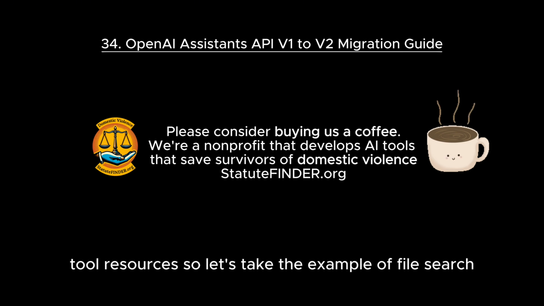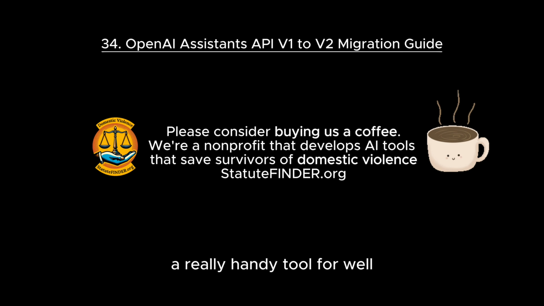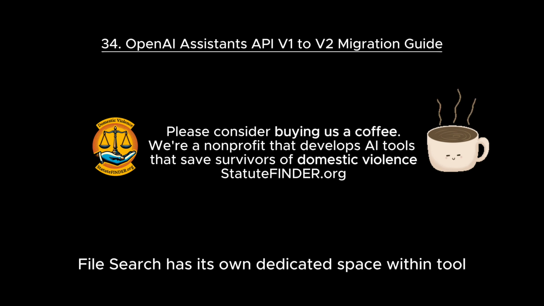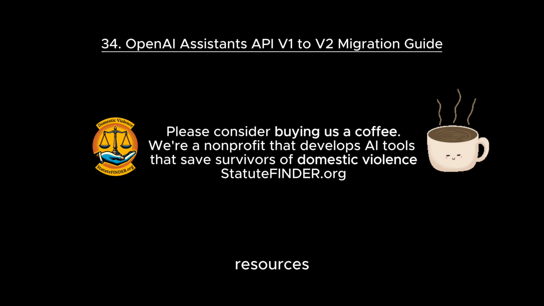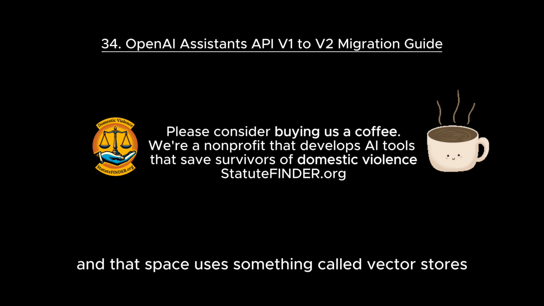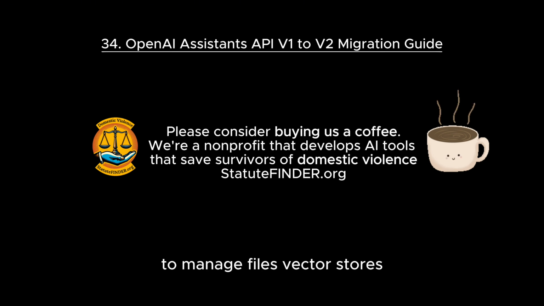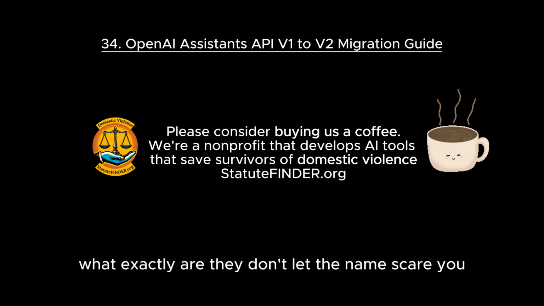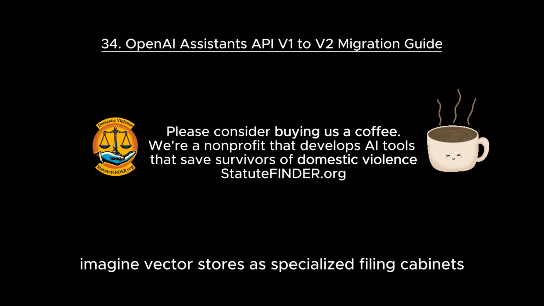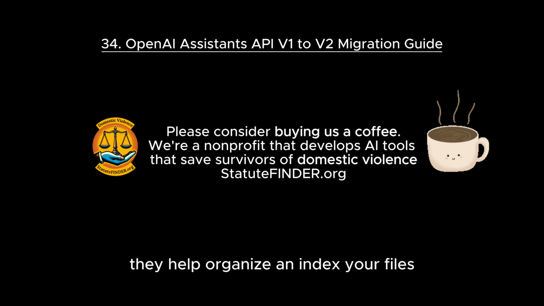So let's take the example of file search, a really handy tool for, well, searching through files. In V2, file search has its own dedicated space within tool resources, and that space uses something called vector stores to manage files. Vector stores. That sounds a bit intimidating. What exactly are they? Don't let the name scare you. Imagine vector stores as specialized filing cabinets for the file search tool. They help organize and index your files, making them easily searchable.